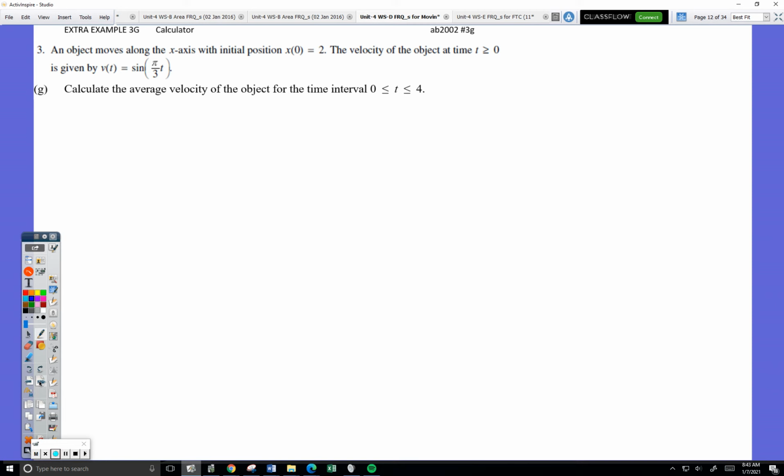Extra example 3G. It says calculate the average velocity of the object. That's straight review from the yellow packet. We just did it this morning. If I want to find the average of anything, I integrate whatever it is I'm averaging. The time period for the average is 0 to 4. So I must divide by the length of the time period. So I have to write that if I expect to get full credit. That's my integral that's required. Questions?